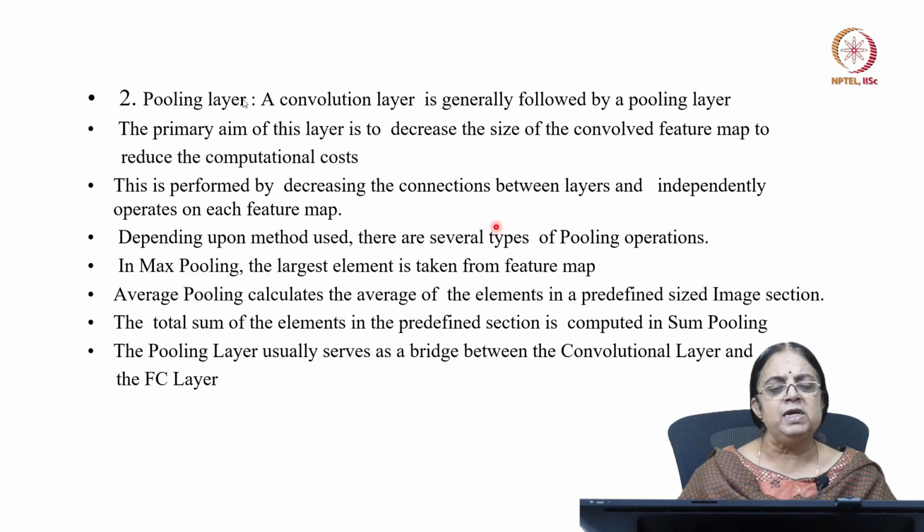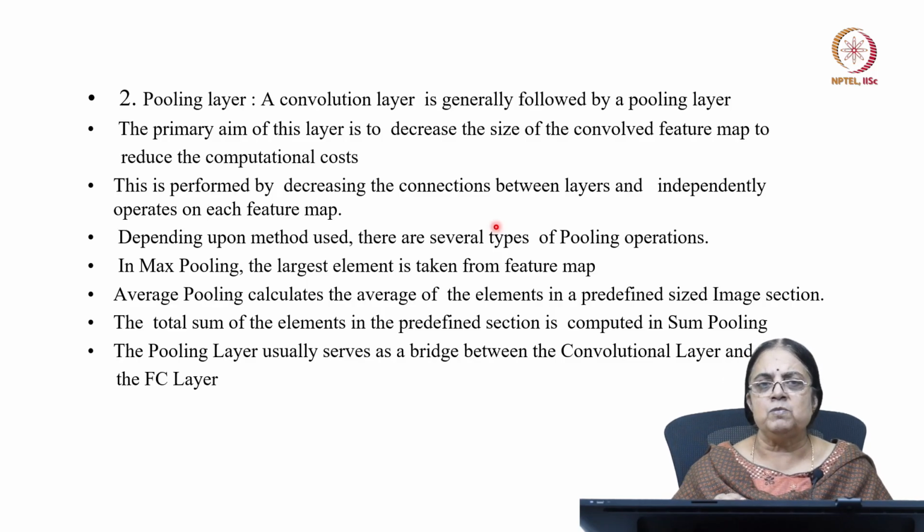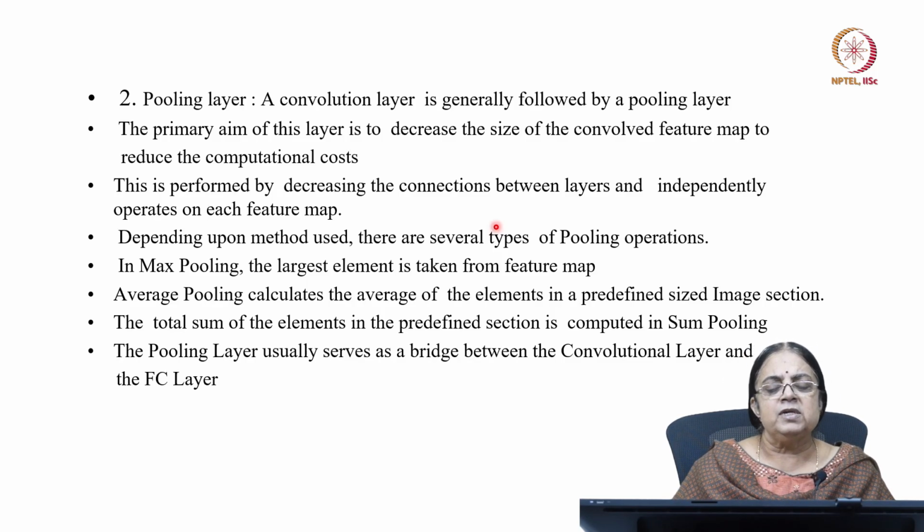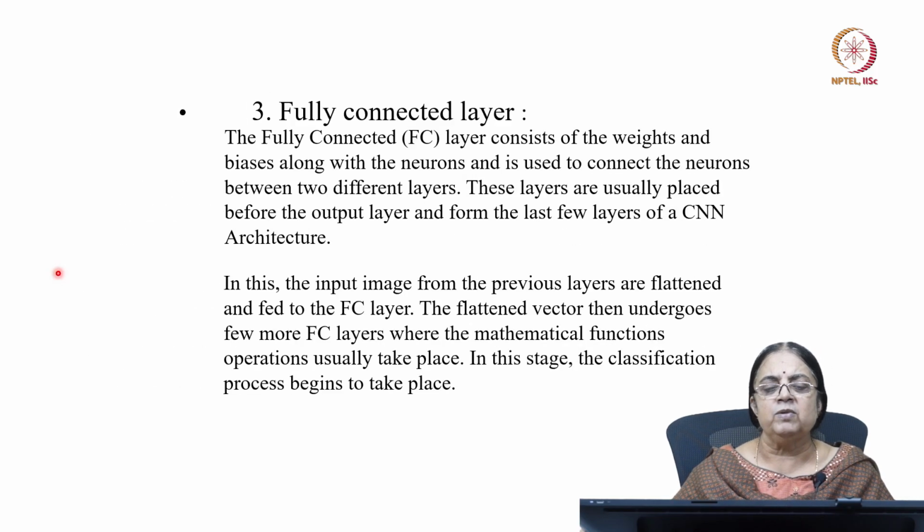Then next we get the pooling layer. The convolution layer is followed by a pooling layer. In the pooling layer, you are taking a window of some particular size and reducing it to a smaller value, so basically you are decreasing the size of your layer. There are many ways of doing this. In max pooling, you take the largest element, in average pooling you take the average, or you can take the total sum. So these are the various ways that you can do it.